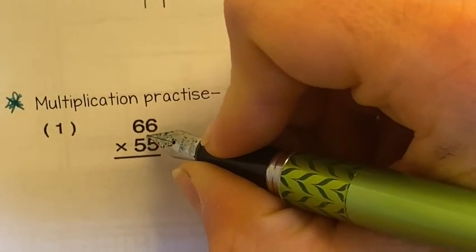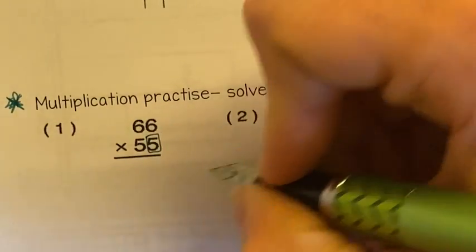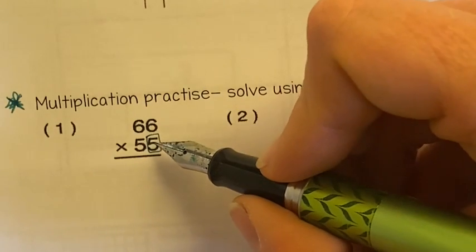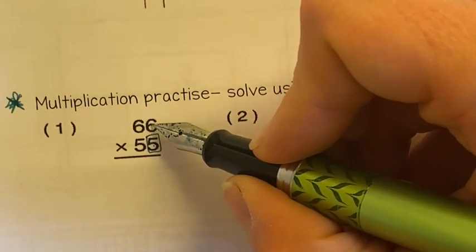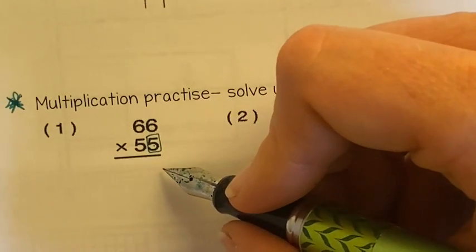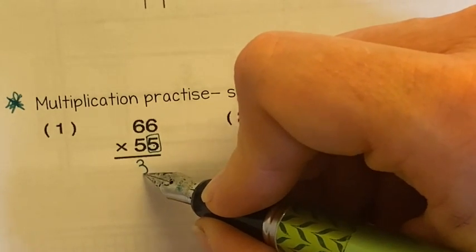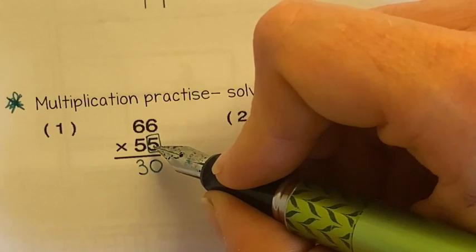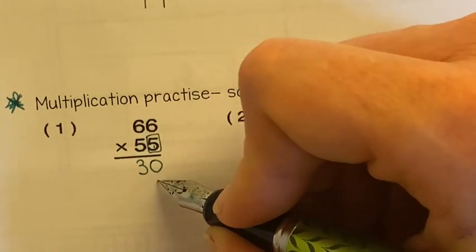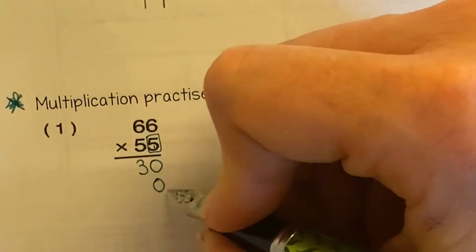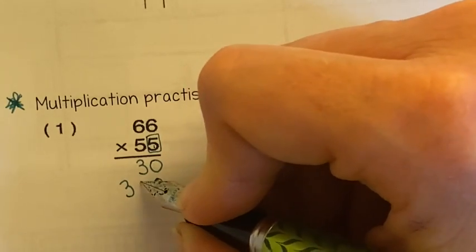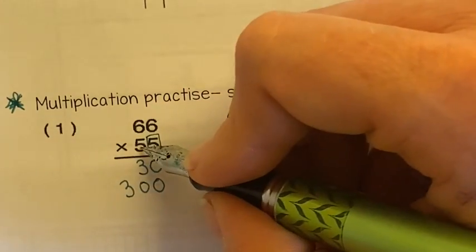So I start by multiplying by 5. So I'm going to do 66 times 5. 5 times 6 is 30. Then I go 5 times 60, which is the same as 5 times 6, but just with a 0 on it, so it's 300. Now I move on to 50.